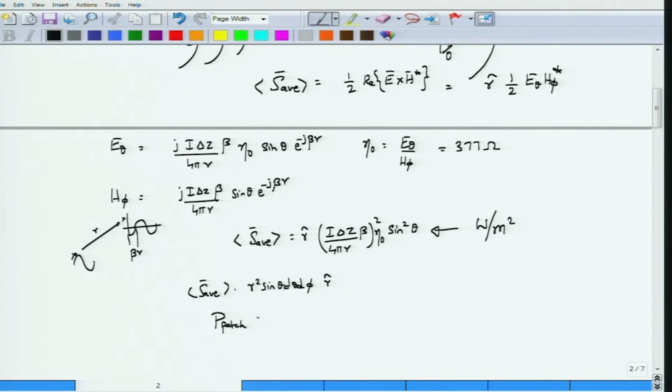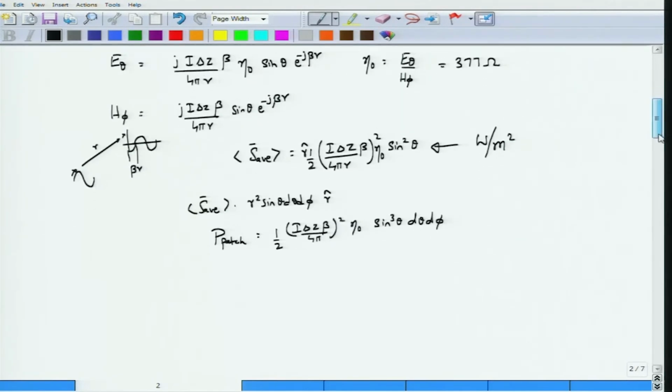that patch will be equal to I delta z beta by 4 pi whole square. Okay, there is eta 0. There is also a half here. Yeah, we forgot the half here. So there is half, and then sin square theta becomes sin cube theta. R square will cancel with each other, and then you have d theta d phi. This is the power that is coming out of that particular patch.